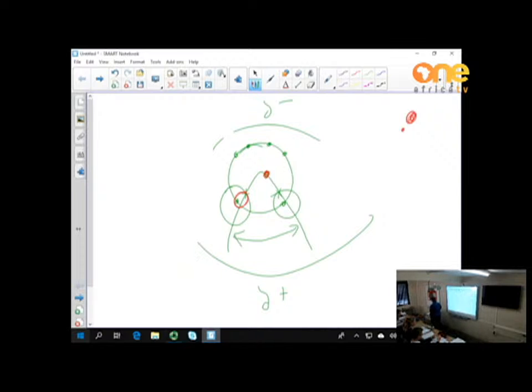The next type of bond that we must have a look at is the ionic bond. I just want to see something before I get there. Okay, I've got another note for you, because we need to know about the forces between particles.